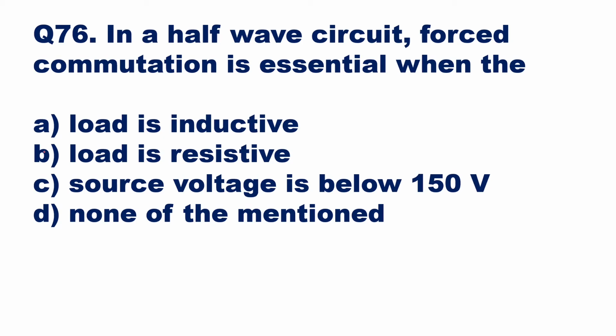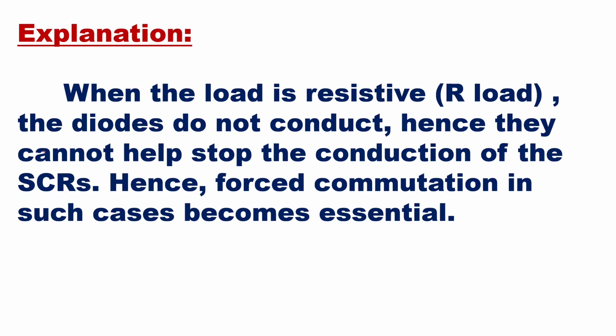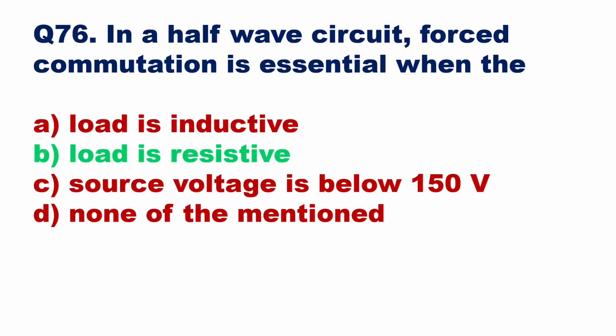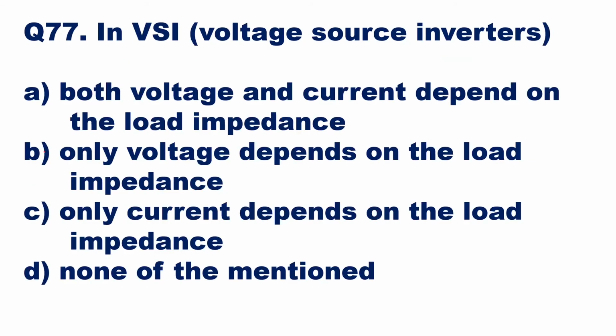So you have an extra circuit which can make the SCRs off when the load is resistive. So here, when the load is resistive, the diodes do not conduct. Hence, they cannot help stop the conduction of the SCRs. Hence, forced commutation in such cases becomes essential. So here option B will be the right answer. Load is resistive. And then we'll go to question number 77.